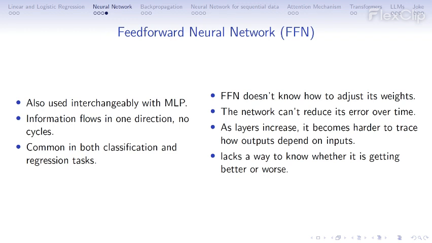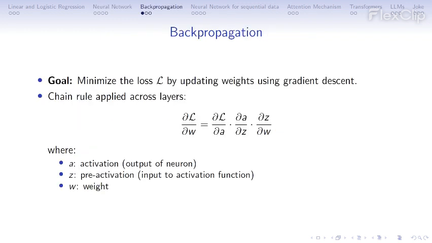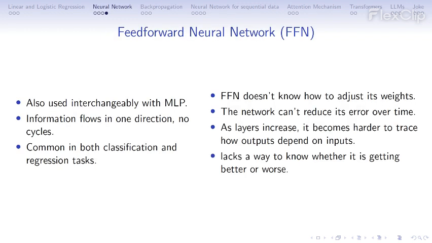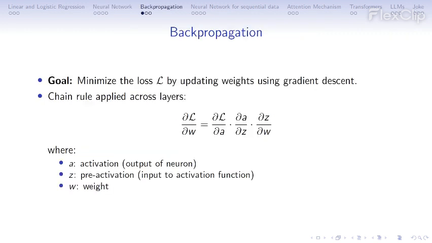In a nice way, they came up with a solution to the problem that it lacks a way to know whether it is getting better or worse. They solved it by using backpropagation. So what is the idea of backpropagation? It is to minimize the loss. Loss we have already defined before.